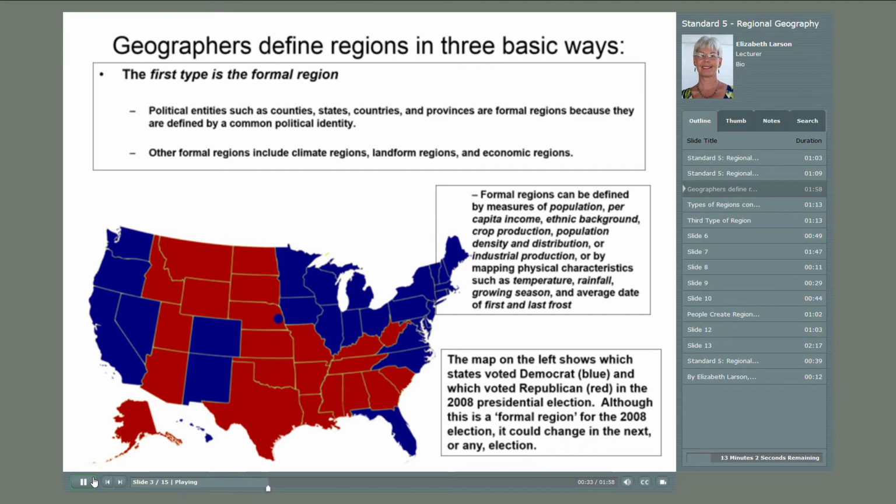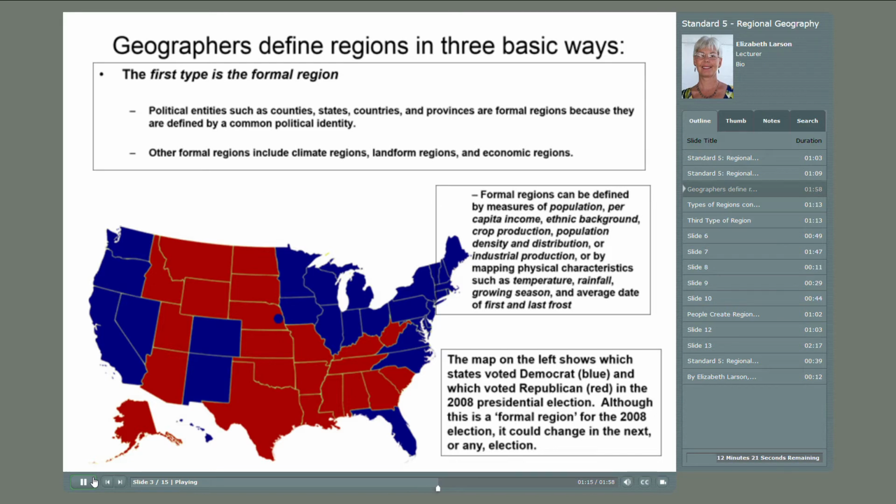Political entities such as countries, states, and provinces are formal regions because they are defined by a common political identity. Other formal regions might include climate regions, such as areas with a Mediterranean climate throughout the world, or landform regions, like the Rocky Mountains or the Piedmont regions of Pennsylvania, and economic regions, for example, the wheat belt of Kansas, the citrus-growing areas of South Texas, or the irrigated farmlands of the Central Valley of California.